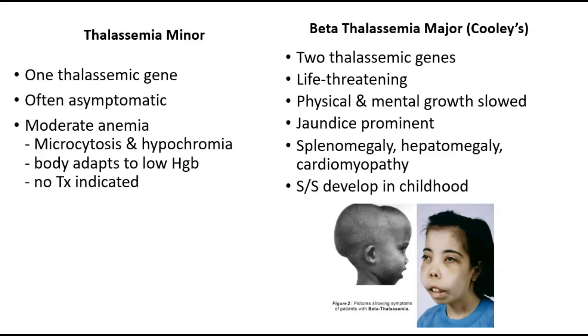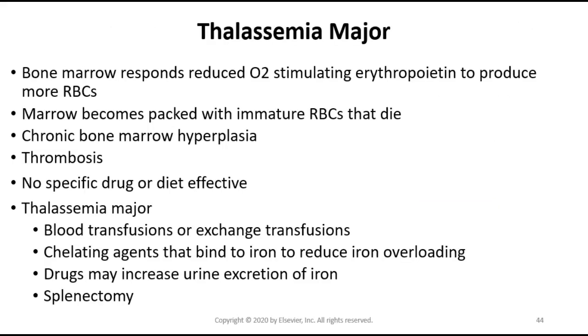And if you look here, you have all of this bone growth, right? Basically, the bone marrow is responding to the reduced oxygen carrying capacity of the blood. That stimulates red blood cell production, and the bone marrow becomes packed with these immature red blood cell precursors. And then what happens is those die, and that causes chronic bone marrow hyperplasia.